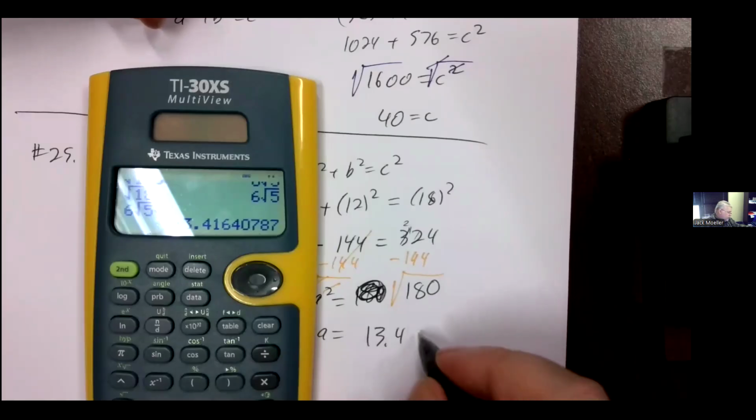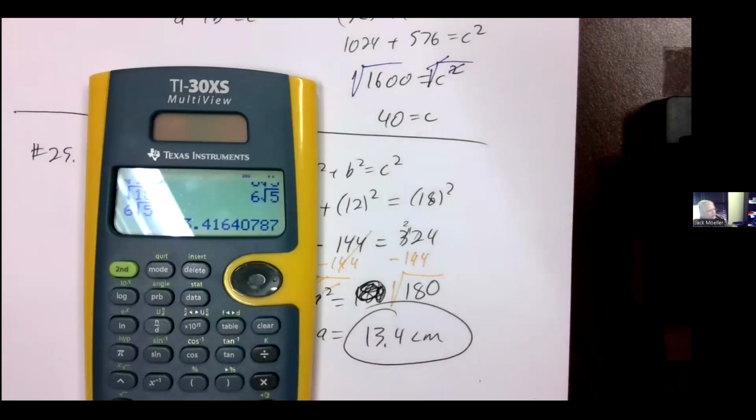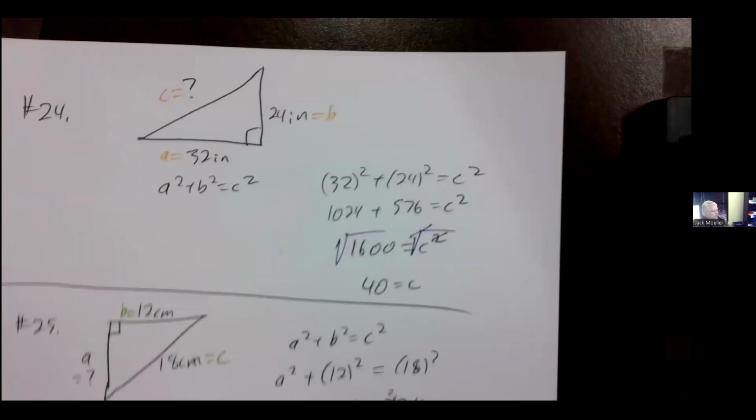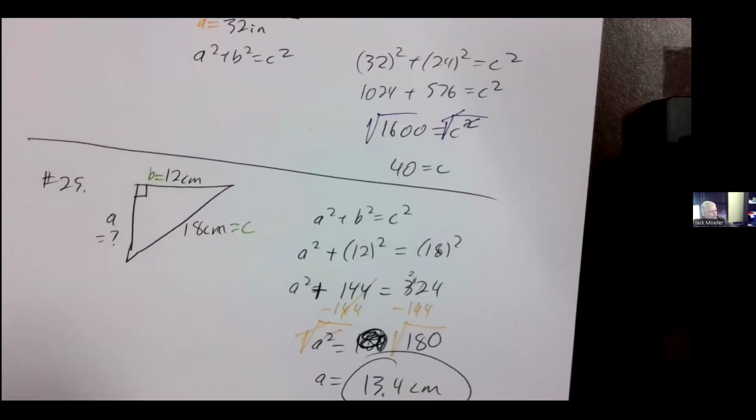What are the units? We're dealing with centimeters, so that does not change. All right, so that's what you're going to do with the Pythagorean theorem: either you have to find C or you have to find A or B. Now, this problem I'm not going to work all the way through.